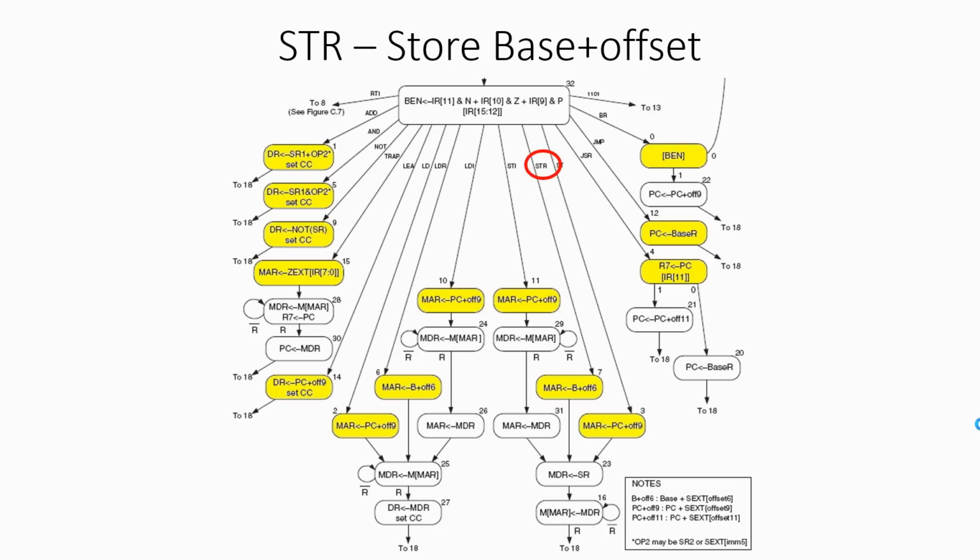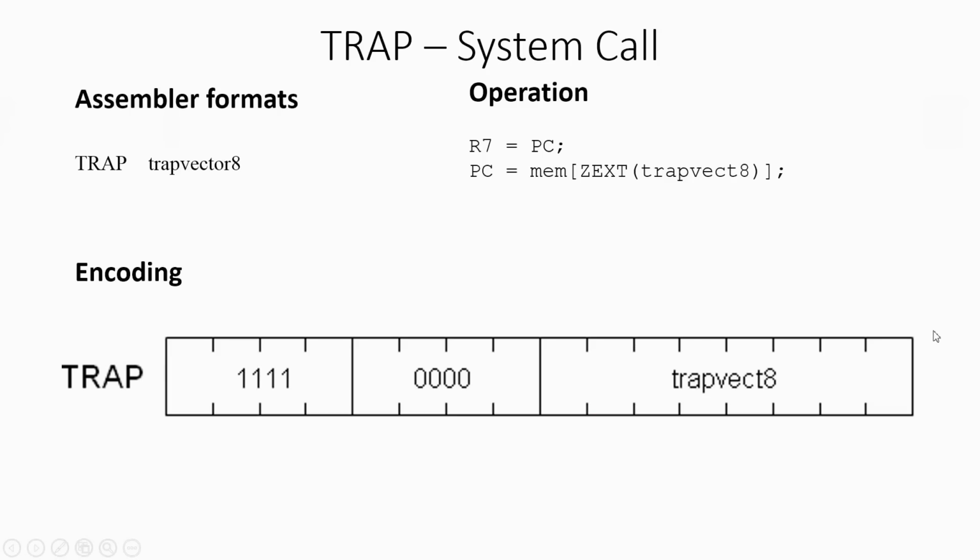There are 3 micro instructions associated with the store base plus offset instruction. First, the MAR is loaded with the base plus 6-bit offset. The next 2 micro instructions are identical to the second and third micro instructions for the ST instruction. They are as follows. Load the MDR with the source register, and finally load the contents of the MDR into the memory location pointed at by the MAR.